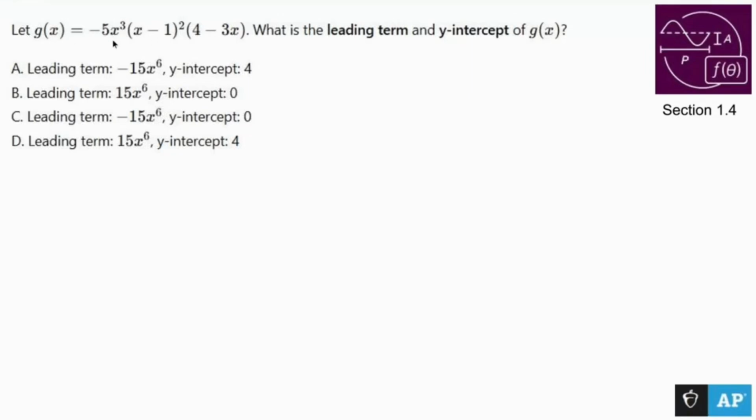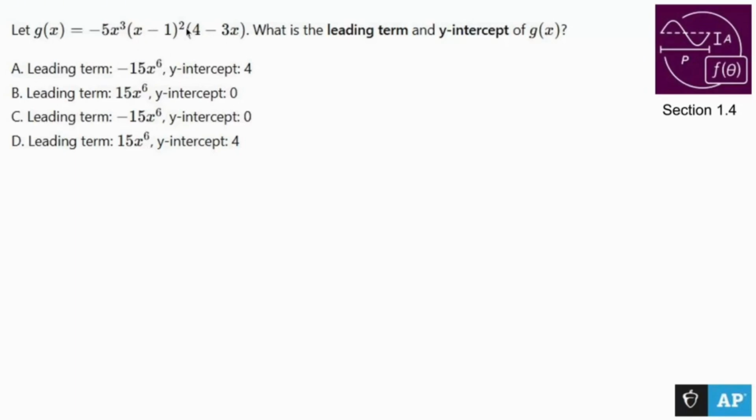Let g of x equal negative 5x to the third times the quantity x minus 1 squared times the quantity 4 minus 3x. What is the leading term and the y-intercept of g of x? All right, in order to find the leading term, what you need to do is circle the leading term for each factor.